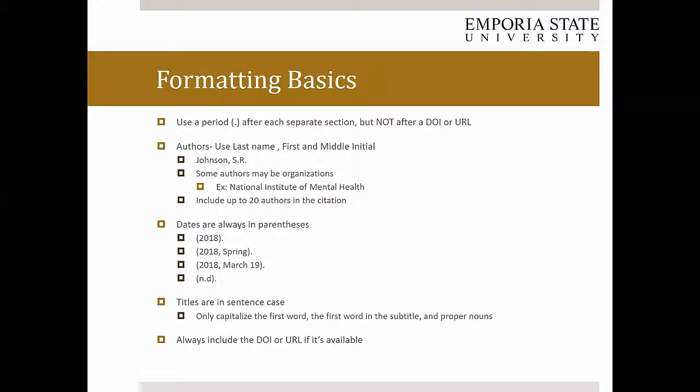All dates are placed in parentheses, and there are various formats you can use. You might only have a year, such as 2018, or maybe for a journal or a newspaper, you'll have additional information, such as the season or a specific date. If there is no publication date included at all, then you can use the abbreviation n.d. for no date.